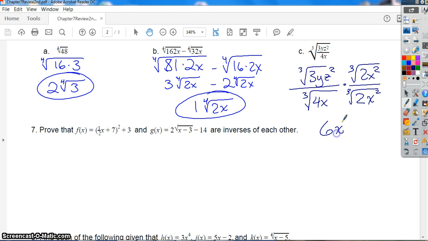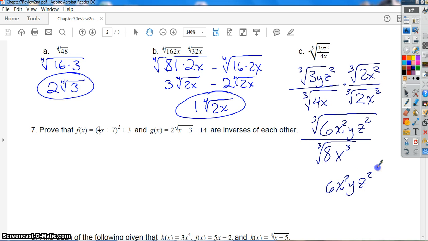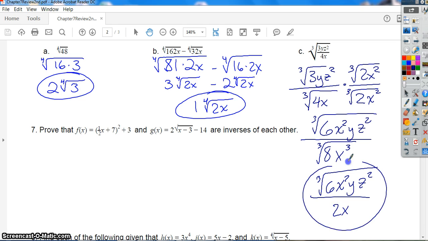Up top I'll have 6x squared, y z squared. None of those can come out with an exponent of 1/3. On bottom I'll have 8x to the 3rd, cube root of that. So my final answer will look something like this, 2x on bottom. So there's A, B, and C. In number 7, we're just going to prove that these are inverses of one another. So I'm going to solve this guy.